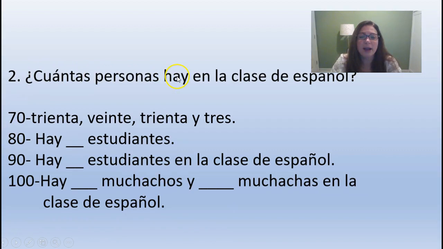Número 2. ¿Cuántas personas hay en la clase de español? 30, 20, 33. So there are 30 people in first period, there are 20 people in second period, and then there are 33 in fourth period. So pick which one you want. Then you could say, hay 30 estudiantes, or hay 30 estudiantes en la clase de español, or hay 14 muchachos y 13 muchachas en la clase de español. So figure out how many boys and girls there are about. I'm not going to count. And then you put that in there. And that shows me that you want that 100 because you're going way above.